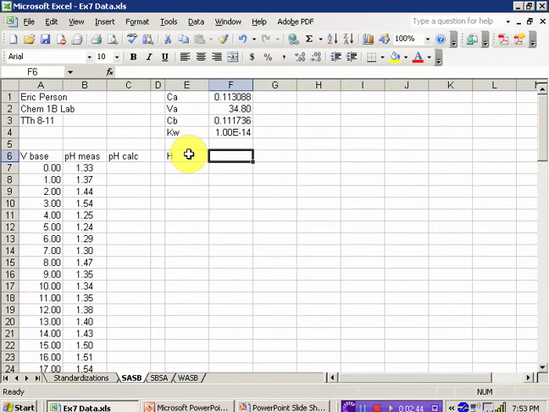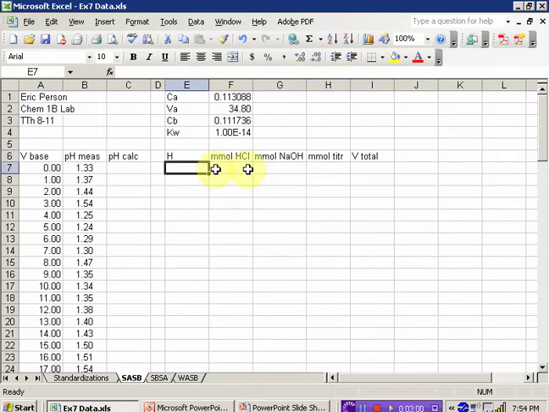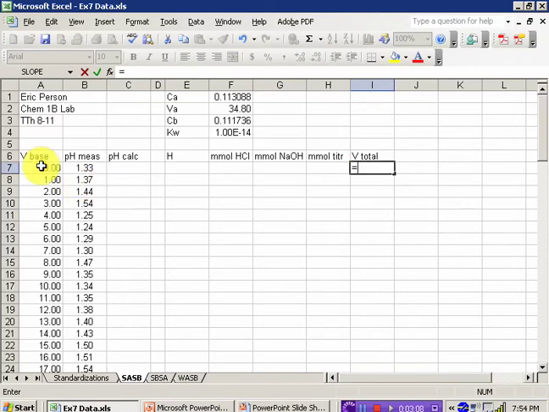I'm going to have a column for my hydrogen ion concentration, my millimoles of HCl, my millimoles of NaOH, my millimoles of titrant, and my total volume. And these are the bits that I'm going to use to help me through this calculation so it visually makes sense what's going on. The total volume is relatively straightforward.